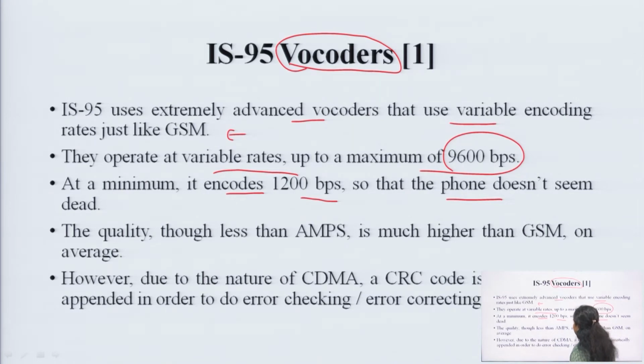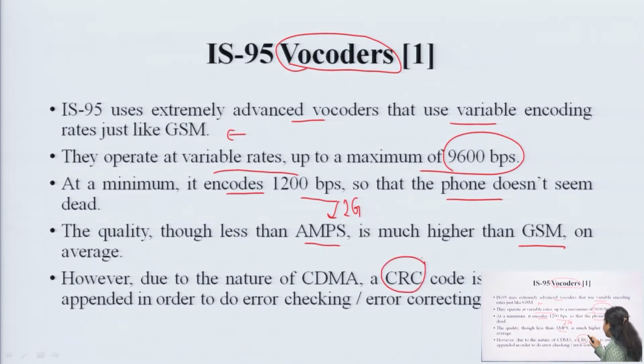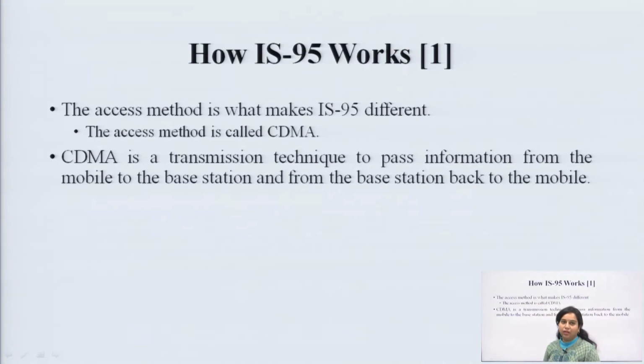The quality, though less than AMPS, which is the first generation network, is much higher than GSM on average. However, due to the nature of CDMA, a CRC code, that is cyclic redundancy check code, is automatically appended for error checking and error correcting purposes. So, what is the benefit of using this IS-95? It will encrypt the data, and also add a CRC code, so that at the receiver side it can be checked and errors can be removed.